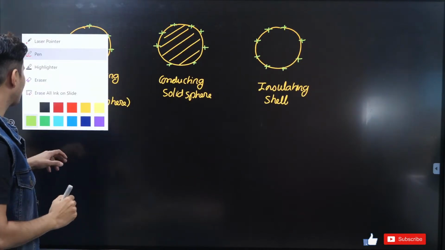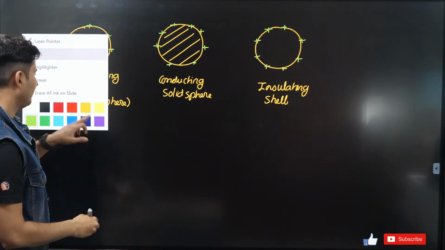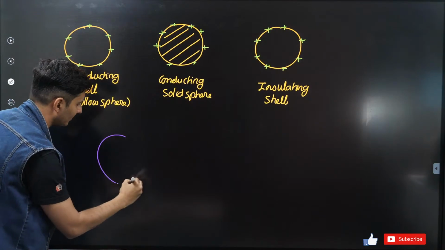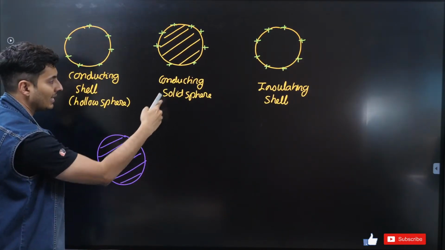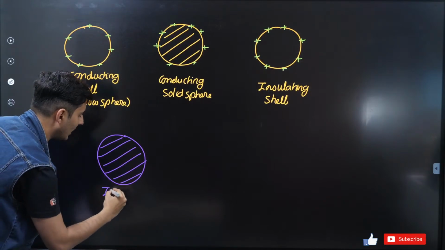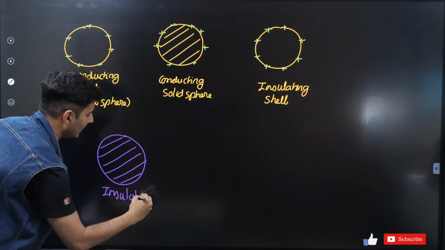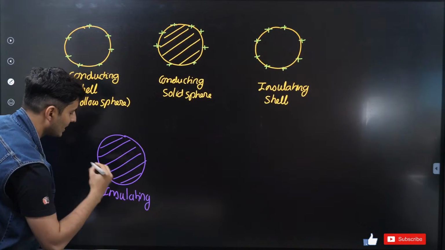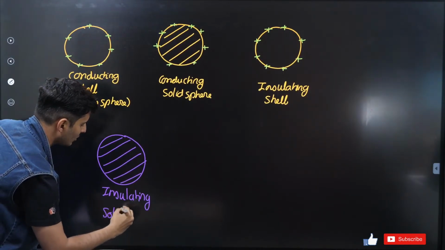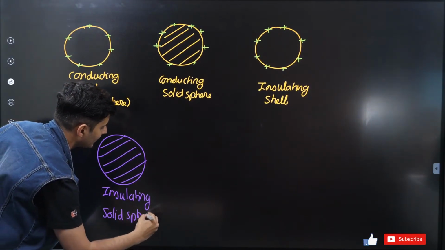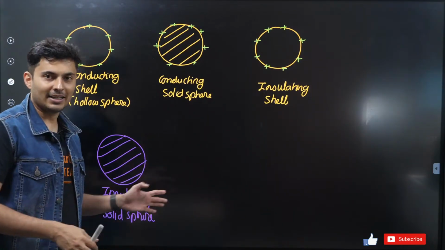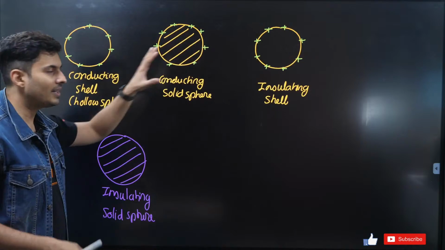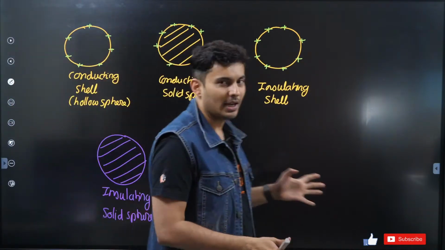The only difference comes when you have this one. This is conducting, right? So imagine an insulating solid sphere. This is where all the difference comes in, guys. Everything else is the same. All these three have the same formula, let me tell you.